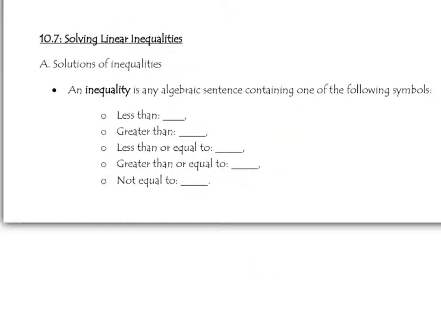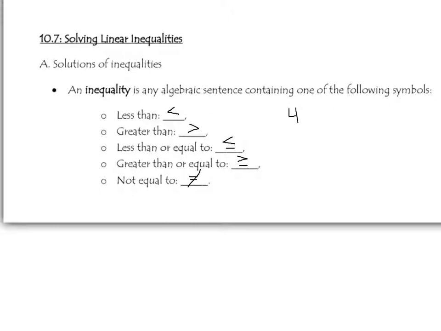Now we're going to start working on 10.7, which has to do with inequalities. It is very important you memorize these signs if you don't already know them. The less than sign points to the left, the greater than sign points to the right, the less than or equal to looks like that with a little line under it. Very important that you know that. And then the not equal to sign is the equal sign with a slash under it.